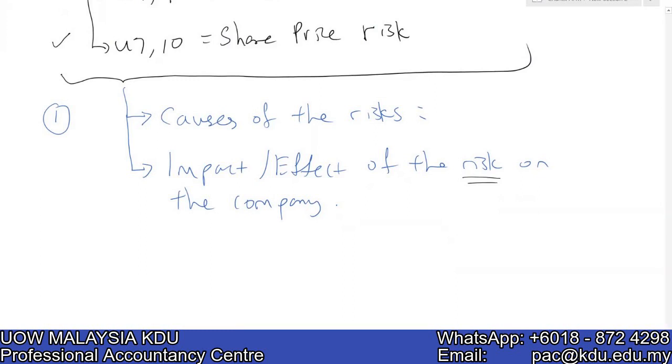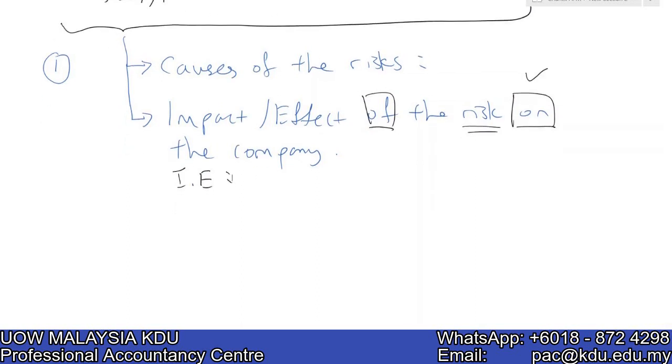As I mentioned to you in chapter 5 earlier, when you see the word effect, always focus on the effect of something on something, and your focus of answer is based on how the risk affects the company in different aspects. In short, this discussion is very much related to understanding how the risk affects the company.